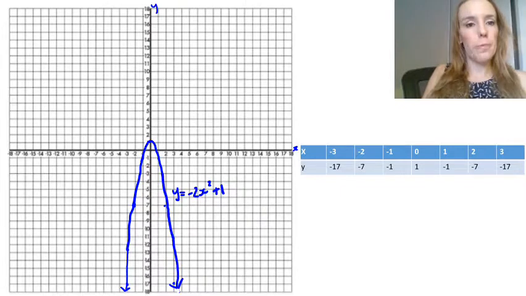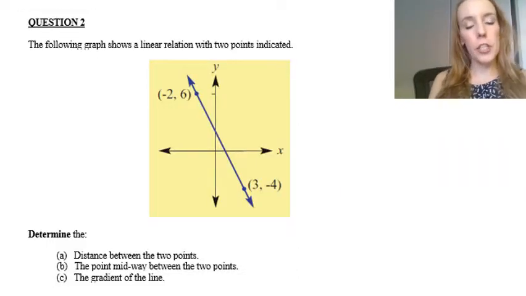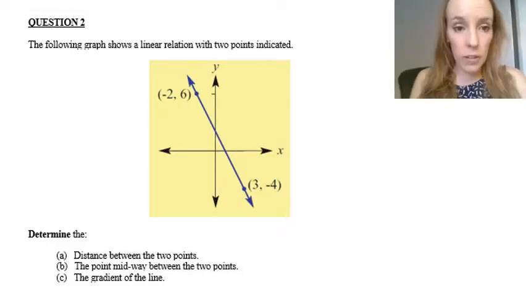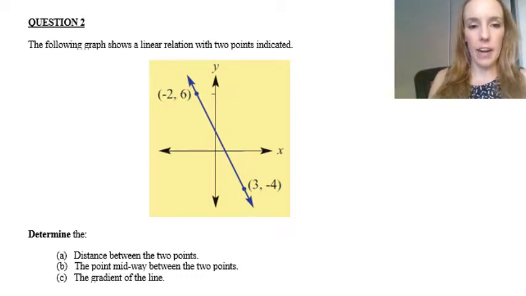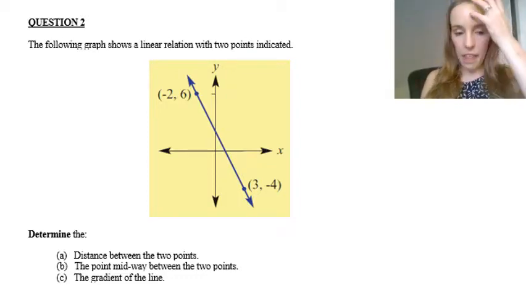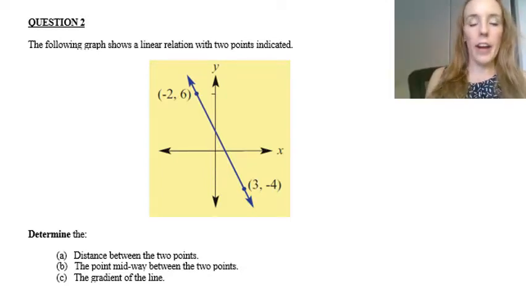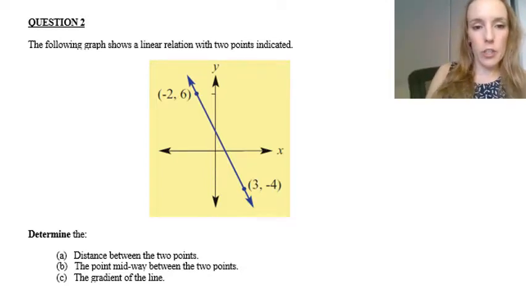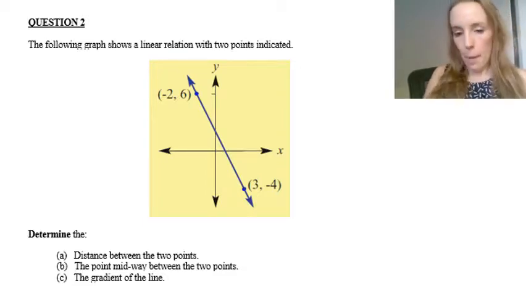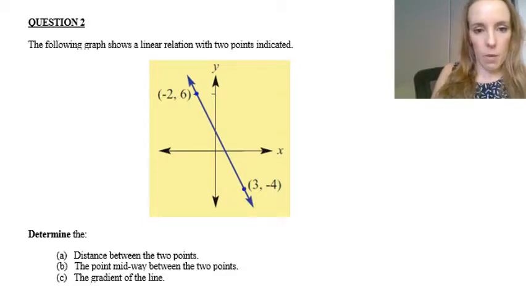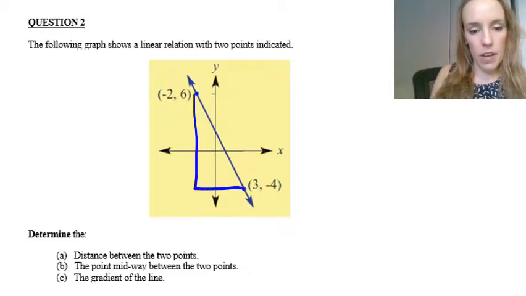Okay, so question 2, the following graph shows a linear relation with 2 points indicated. So we've got our 2 points there, and the things we have to do is A, determine the distance between the 2 points. Okay, so your distance, you try and find from here to here. So what you can actually do is turn this into a right-angled triangle. There we go. And now we've got our sides.